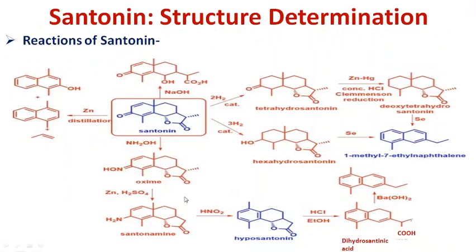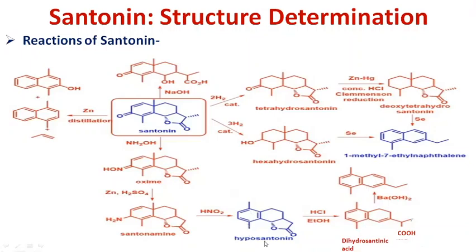As you can see in this slide, this is hyposantonin. We have assigned the structure of hyposantonin here, and from this you can see the reactions with HCl and ethanol. This is dihydrosantonic acid, which is found. We have assigned the positions in hyposantonin in these two cases, and the reaction with barium hydroxide gives this type of structure, as you can see here.